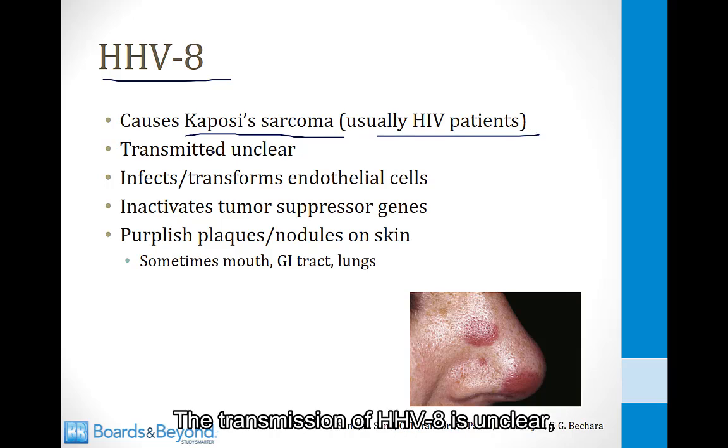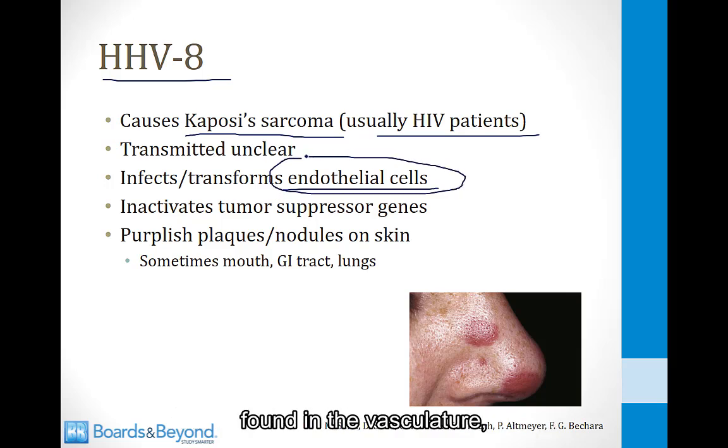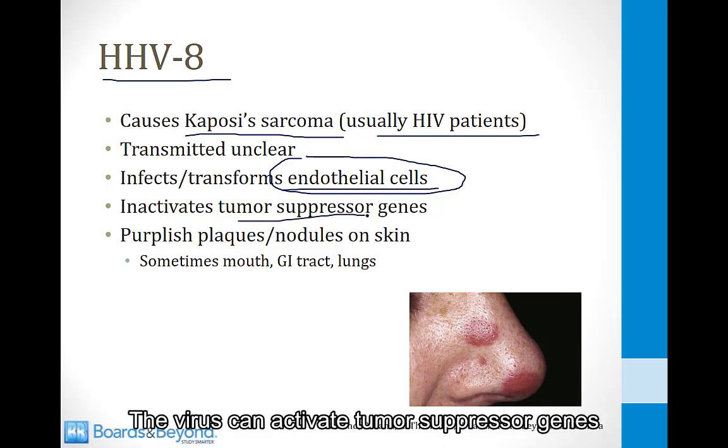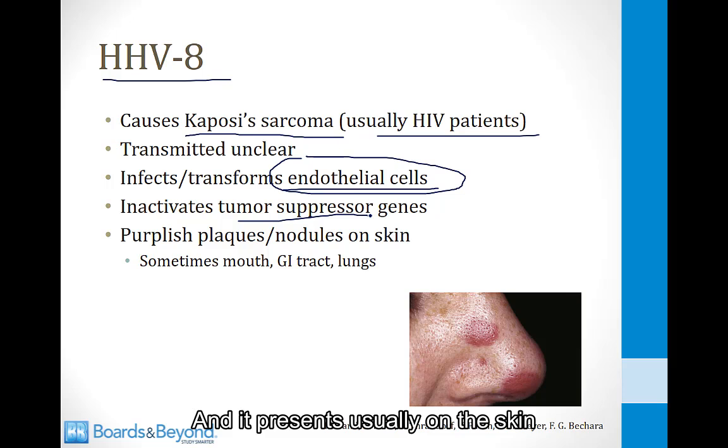The transmission of HHV8 is unclear, but what it does in the body is infect and transform endothelial cells. And because it infects endothelial cells found in the vasculature, that's why it causes the vascular tumor Kaposi's sarcoma. The virus can inactivate tumor suppressor genes, and that's what leads to uncontrolled cell growth. And it presents usually on the skin as purplish plaques or nodules. Remember, it's a vascular tumor, so it's going to be filled with blood, and that's why the lesions are purple.